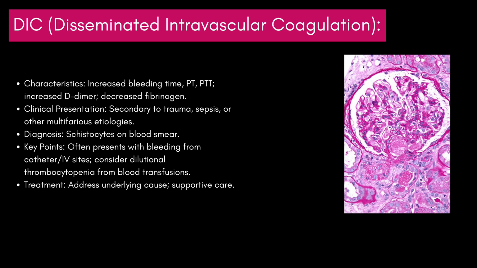Let's take a look next at DIC, which is also known as disseminated intravascular coagulation. Characteristics: increased bleeding time, PT, PTT, increased D-dimer, decreased fibrinogen. Clinical presentation: secondary to trauma, sepsis, or other multifarious etiologies. Diagnosis: schistocytes on blood smear. Key points: often presents with bleeding from catheter sites or IV sites. Consider dilutional thrombocytopenia from blood transfusions. Treatment: address underlying cause, supportive care.